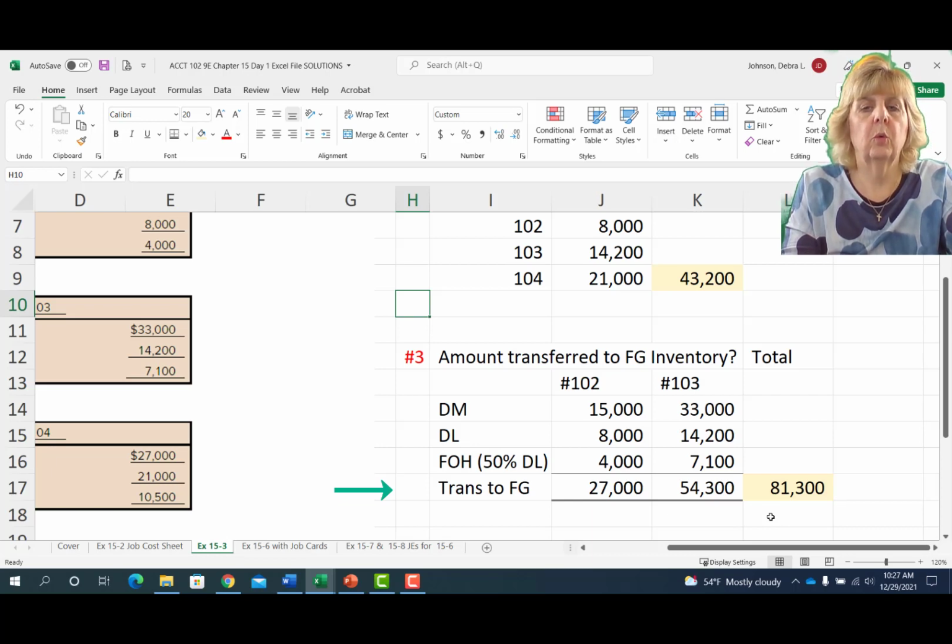I would have asked you one more question had you asked me to write the problem. I would have asked you question number 4, how much remains in WIP? And that would have been the total of the one outstanding job that's not yet finished. And to get that answer, I would total up that last job card.